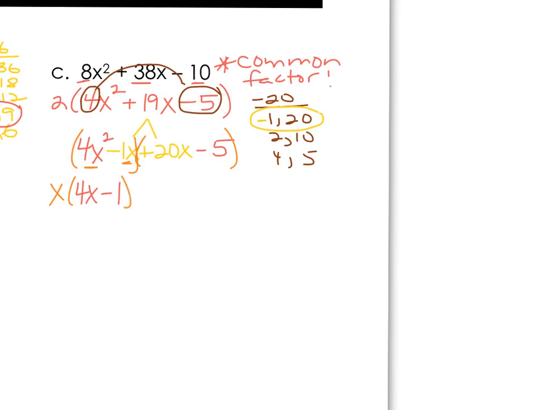In the second parenthesis, we have 20x and 5. We could take a 5 out of both of those terms. 5 goes into 20x, we would have 4x left over, and then 5 goes into itself once.